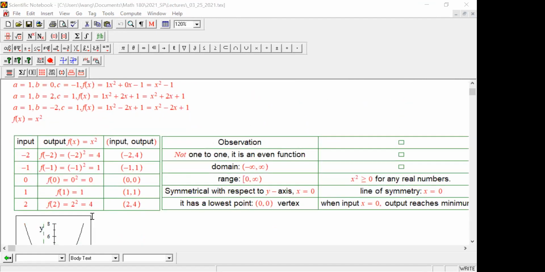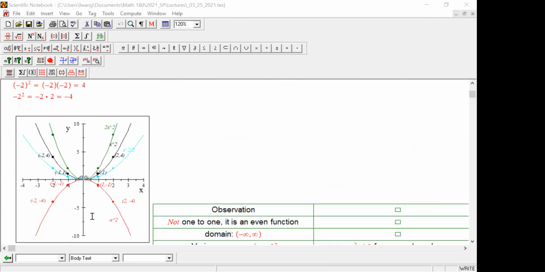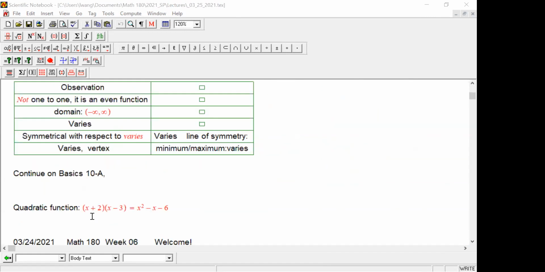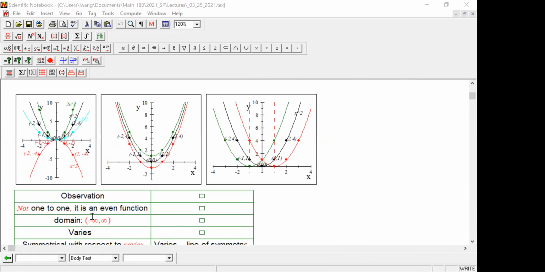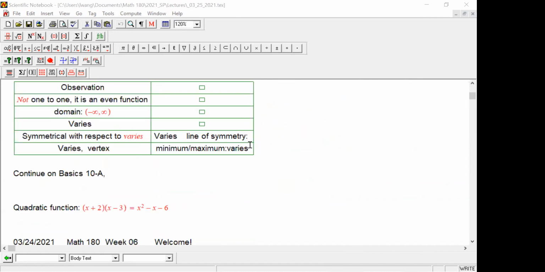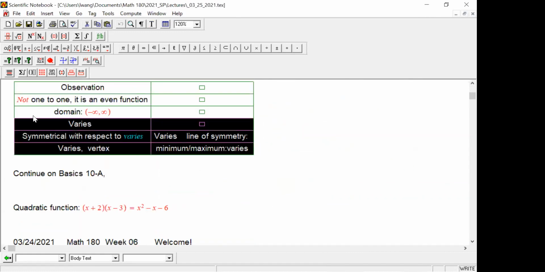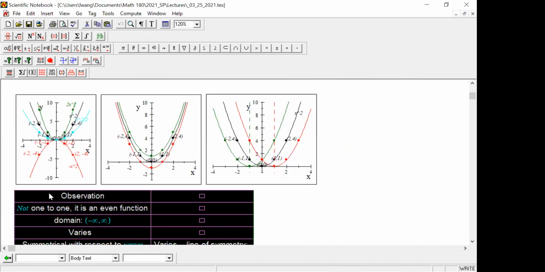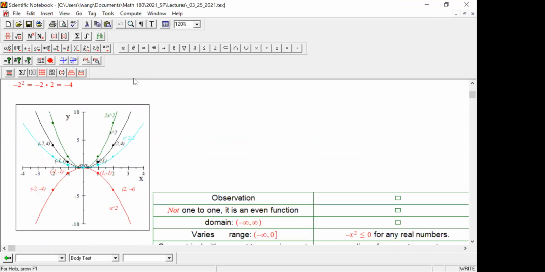Okay, so we have graphed all of these functions. So we've done some groundwork, and we have done some observations as well. Right, we've done some observations. So let's summarize the features we have observed from these graphs.